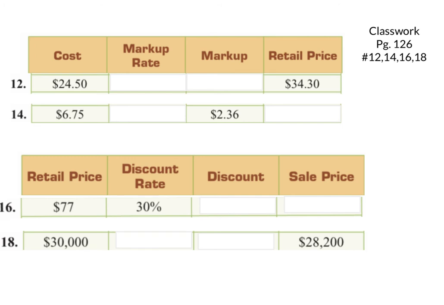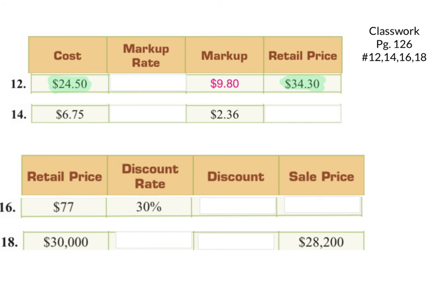The markup amount right here. So how would I find the markup amount if I know the retail and I know the cost? Subtract. So you should have just said $34.30 minus $24.50, which would give you $9.80. That is your markup amount. Your markup is just your retail minus your cost, right? That's just the difference between your retail and your cost.